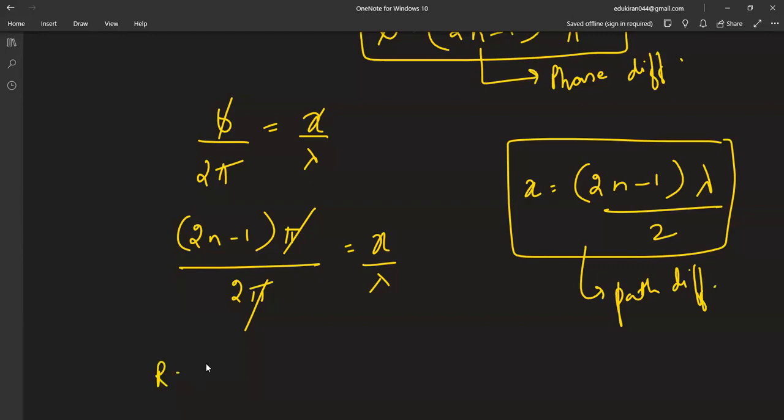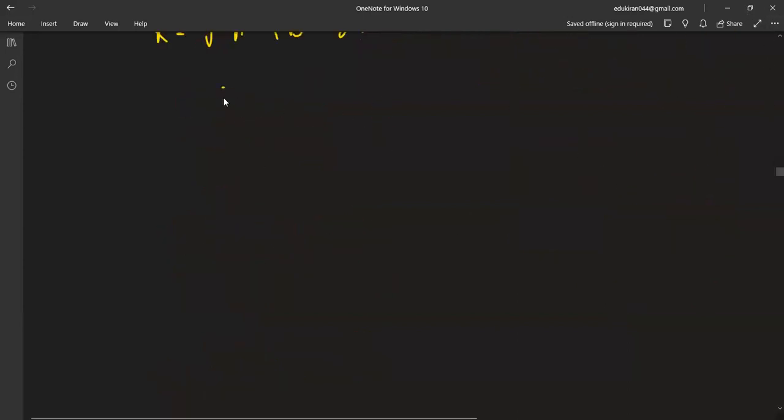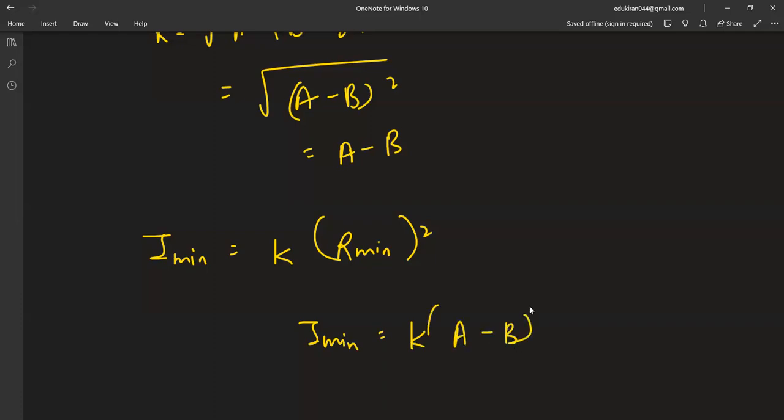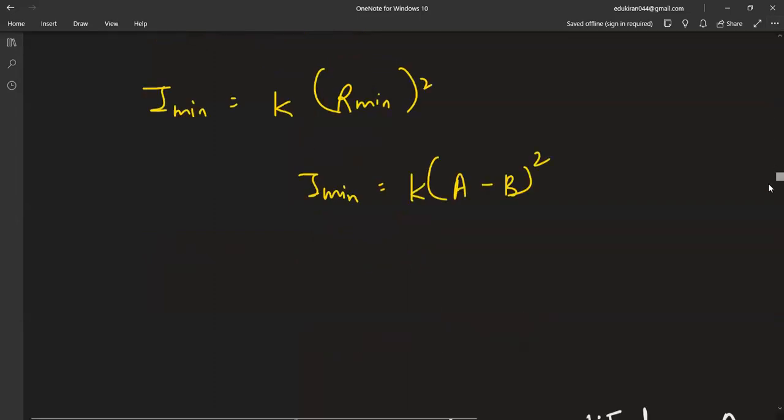This is the path difference between the two waves. All right. So when you put cos phi as minus 1, this will be under root a square plus b square minus 2ab. That makes the equation equal to under root (a minus b) whole square, which is equal to a minus b. So in minimum intensity also, we will be using minimum square. Everything will be used for the minimum one. So I minimum will also be k (a minus b) whole square. Understood? This is the condition for the minimum one.